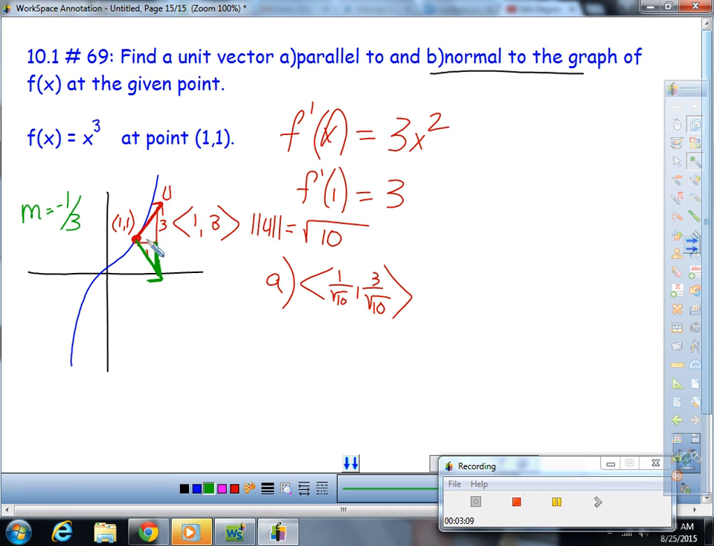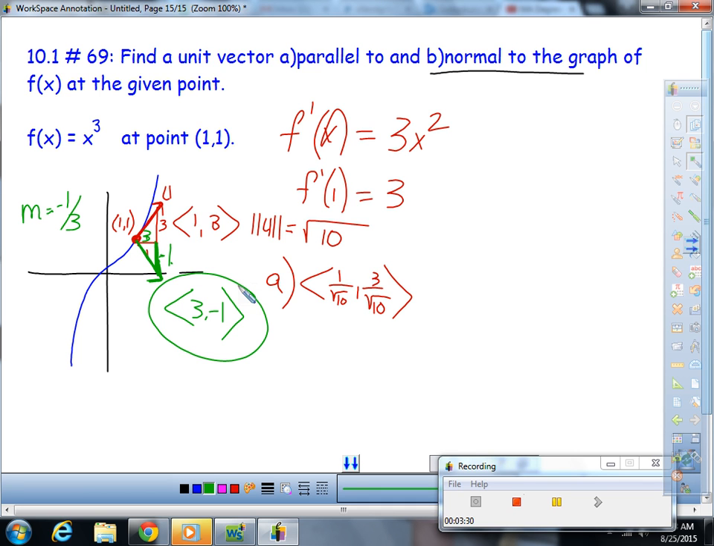So I'm going to go right 1 and down 3. So this vector, did I do that right? No, right 3, sorry, right 3 and down 1. Thank you, thank you. I knew that wasn't right. So this vector will be <3, -1>. So right here, this green vector is normal to the curve at the point (1, 1).